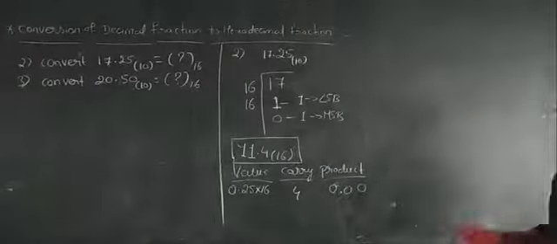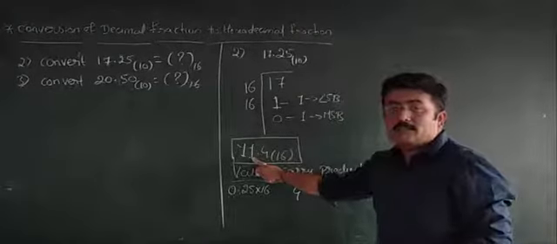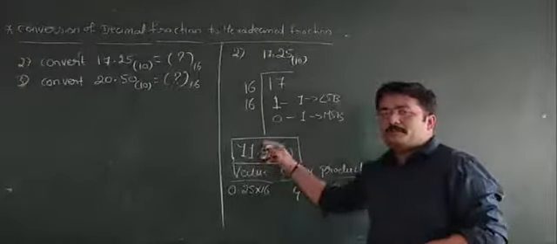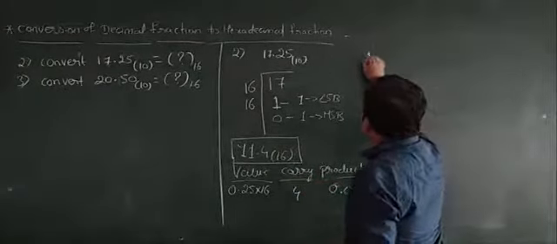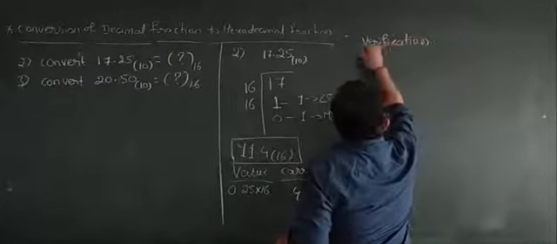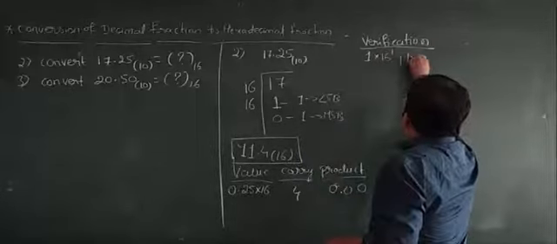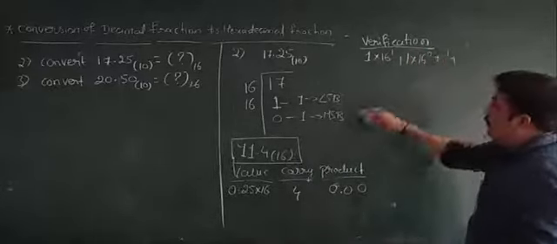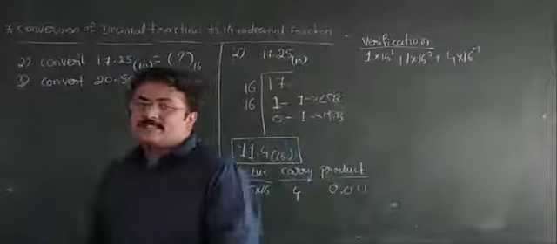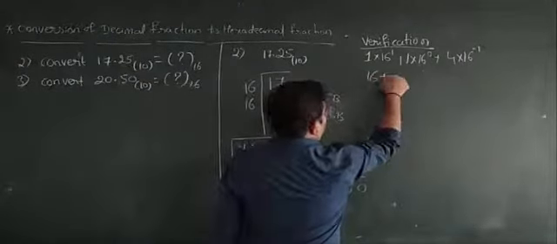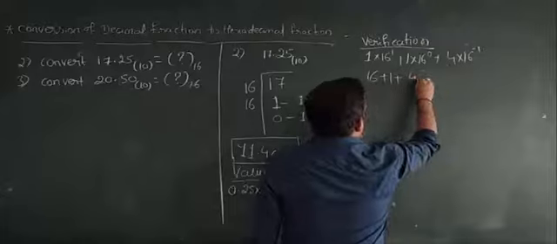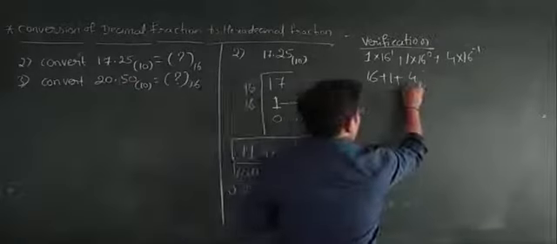So let us cross verify the answer. First value 16 raised to 0, 16 raised to 1. After the point the value is 16 raised to minus 1. So 1 into 16 raised to 1, 1 into 16 raised to 0, plus 4 into 16 raised to minus 1. So 16 raised to 1 is 16. 16 into 1 means 16 plus 16 raised to 0 is nothing but 1. 1 into 1, 1. So 4 into 16 raised to minus 1, that is 4 divided by 16.